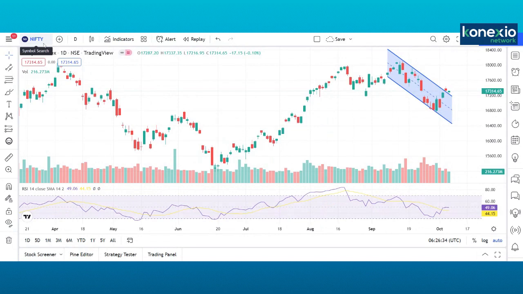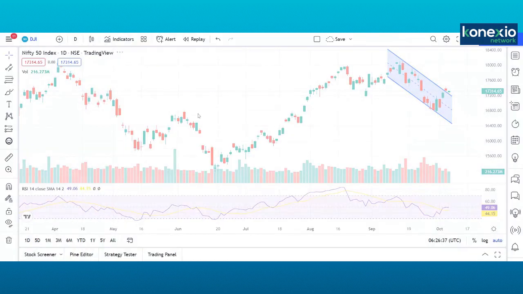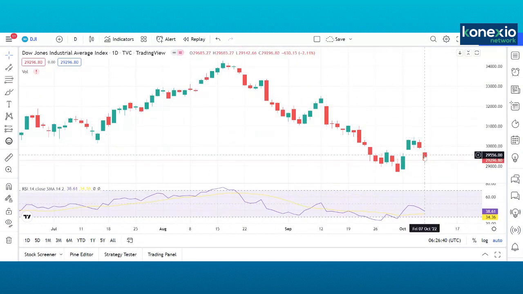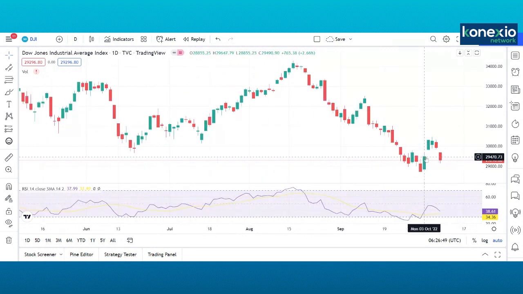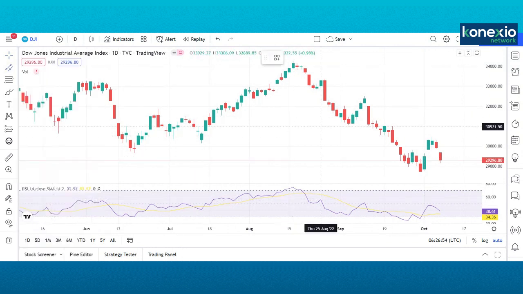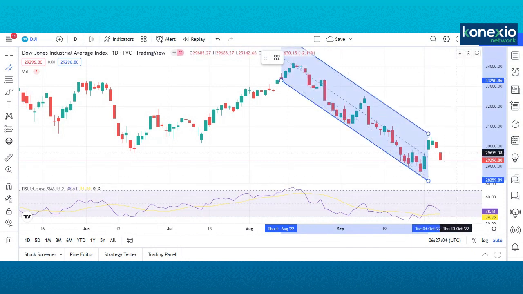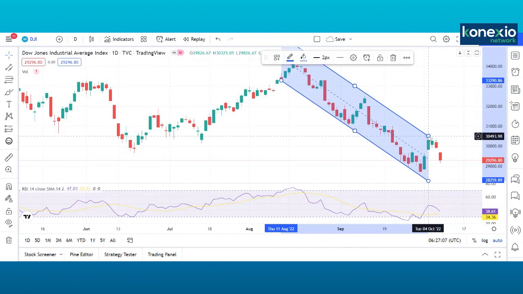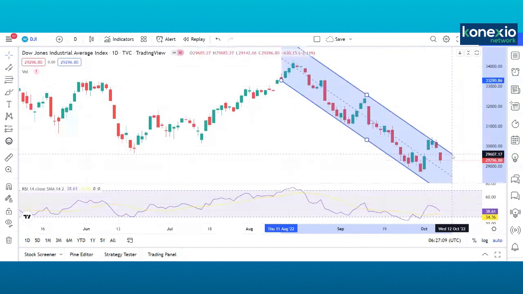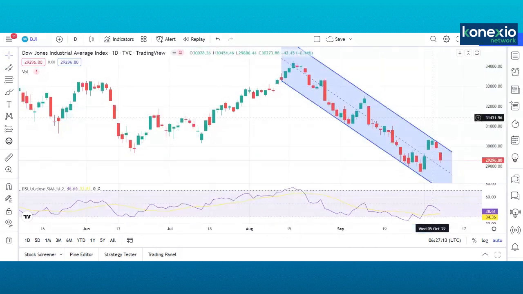Now let us go to the Dow Jones chart. If we see the Dow Jones chart on Friday, it has given a negative close. It has closed with a loss of 630 points. So if we see this, now also it has been moving in a parallel channel. Let me draw that particular channel so we will have a clear view. Now this is the Dow Jones. It has been moving in this parallel channel. It is in that particular channel. It has faced this resistance, again seen some sort of pullback.